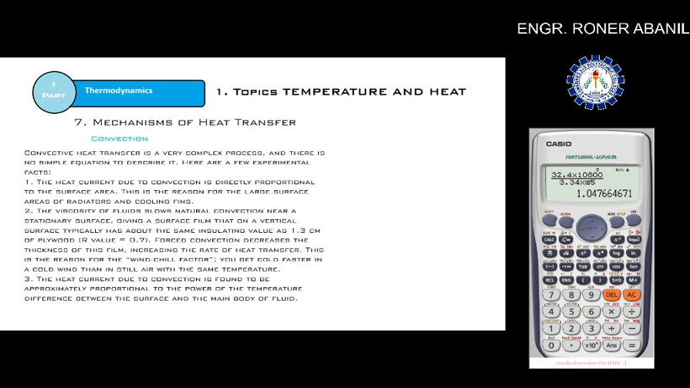So, number three, the heat current due to convection is found to be approximately proportional to the 5 over 4 power of the temperature difference between the surface and the main body of fluid.